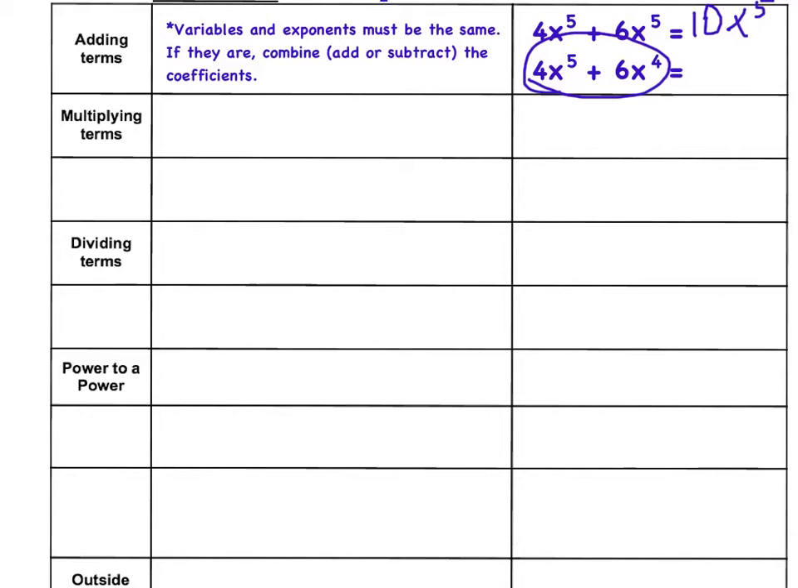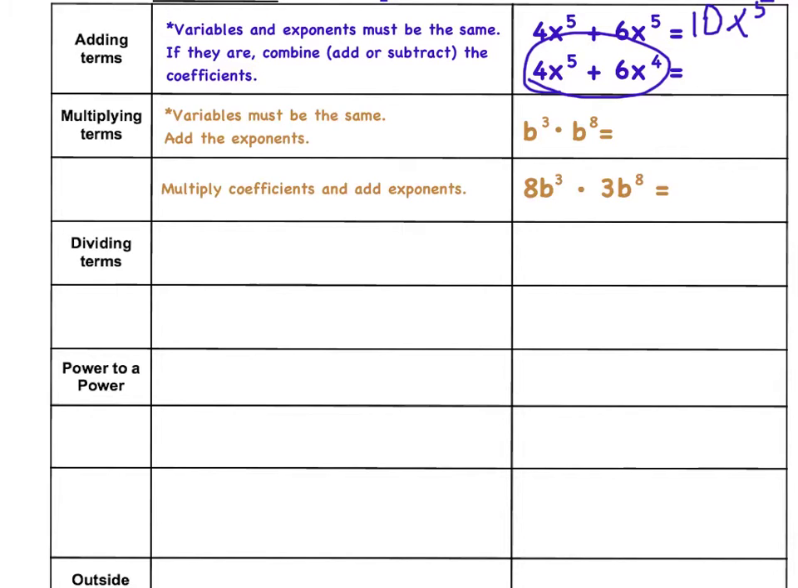Now let's go on to multiplying terms that have exponents. When multiplying terms that have exponents, the only thing that has to be the same are the variables. So if you look at this example, my variable is b and my other variable is also b. So if your variables are the same, you add the exponents. And so that would be, well, b to the third times b to the eighth would be b to the 3 plus 8 power, which would be b to the 11th power.